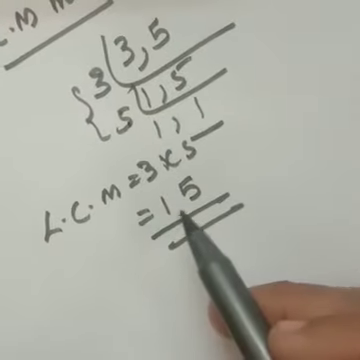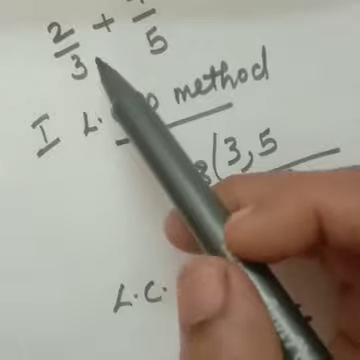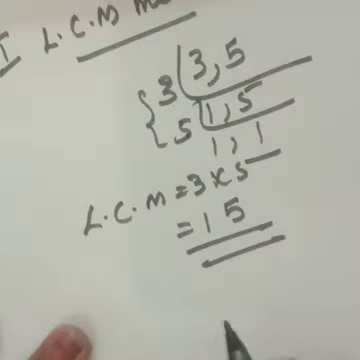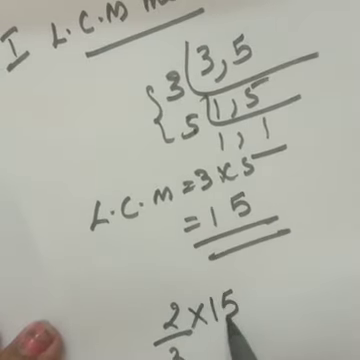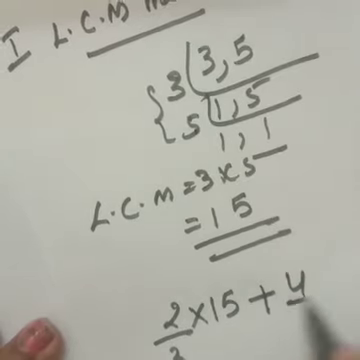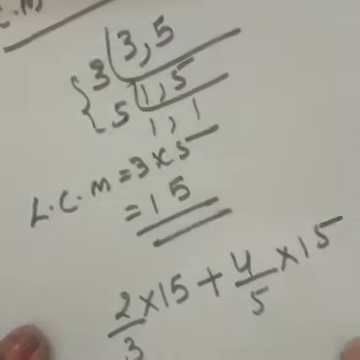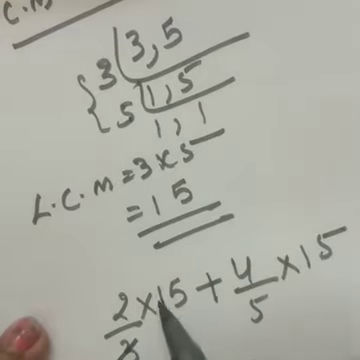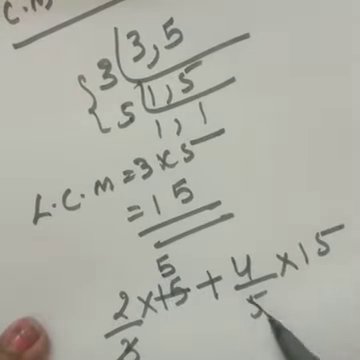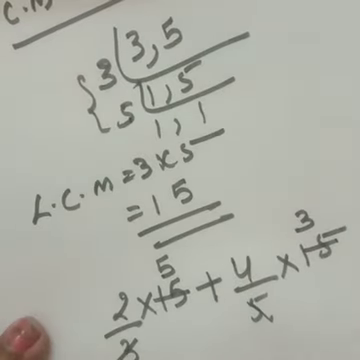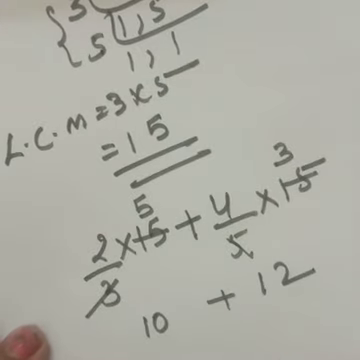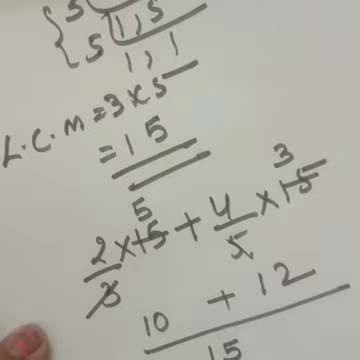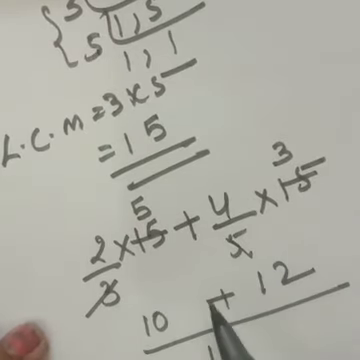After finding the LCM, what you have to do? You have to multiply each fraction with the LCM. Your fractions are 2 by 3 and 4 by 5. 2 by 3 into 15 plus 4 by 5 into 15. Clear? Now cut out 3 and 15: 5. 5 and 15: 3. 5 2s are 10 plus 4 3s are 12. Okay. Divided by 15. How is this 15 coming? Here there is no 15 at all. Even then I have written 15.